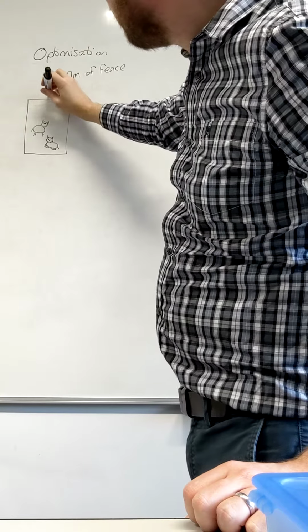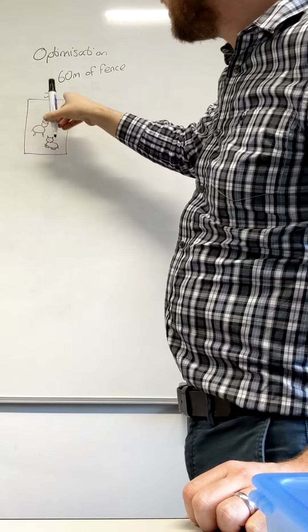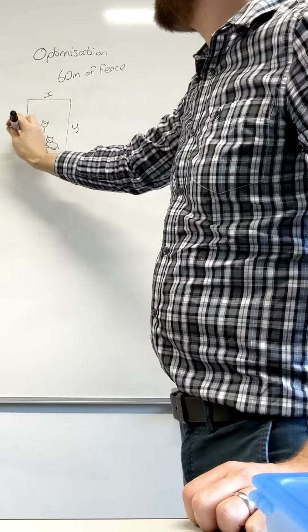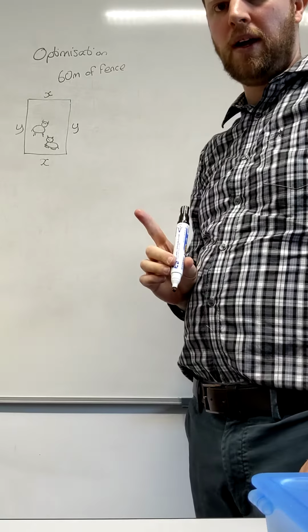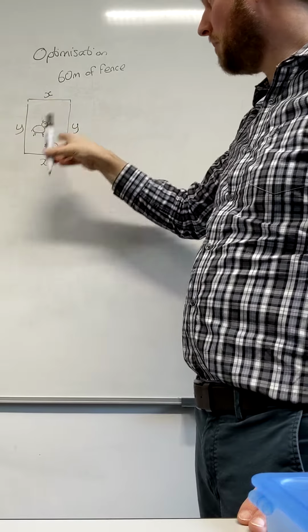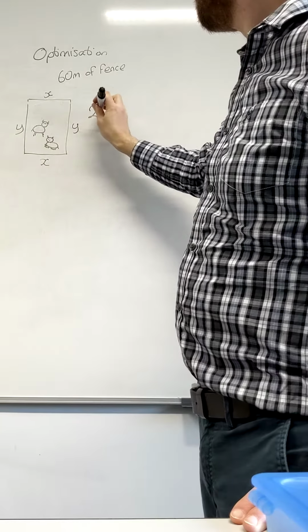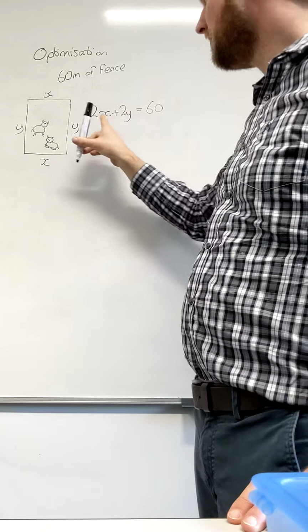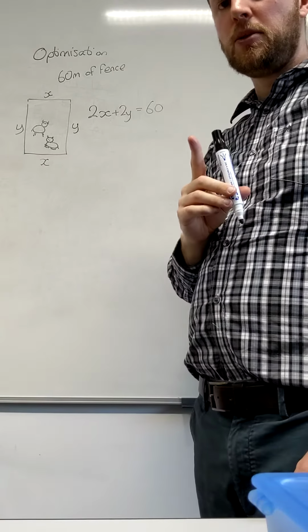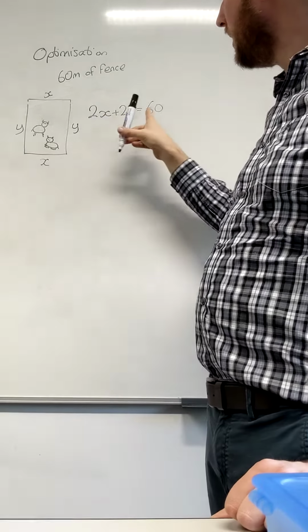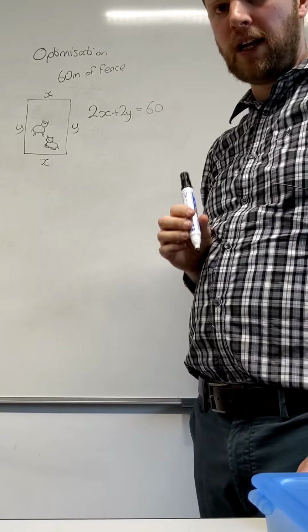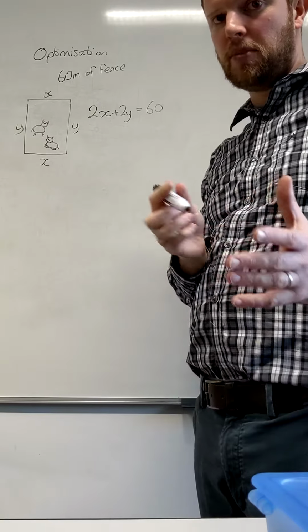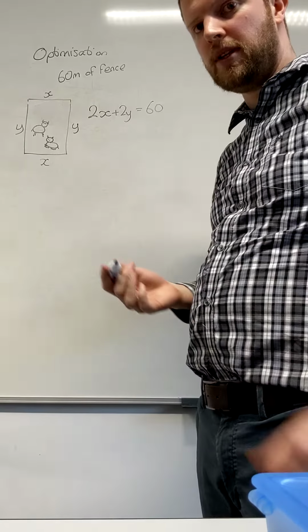So let's write some labels on. Let's call that distance there x, so that's also x along the bottom, and this one up the side, let's call that y. So the perimeter is just x plus y plus x plus y, and we know that that's equal to 60. When we do optimization problems, we always get an equation which is equal to some value. This is called a constraint equation, and it will be used to simplify another equation before we differentiate.